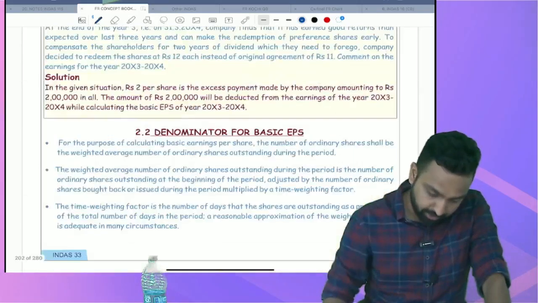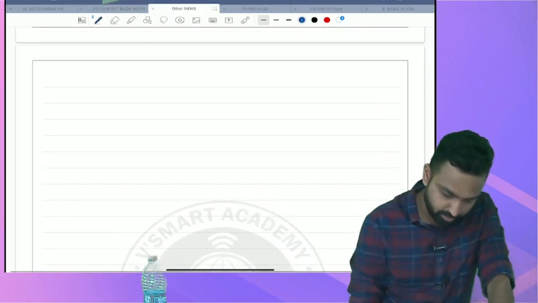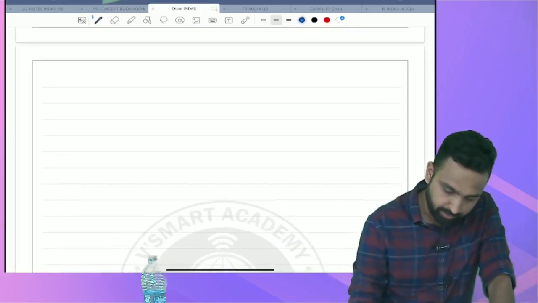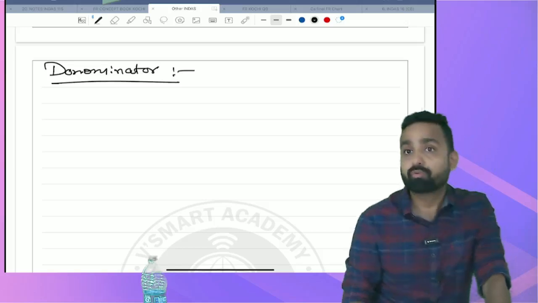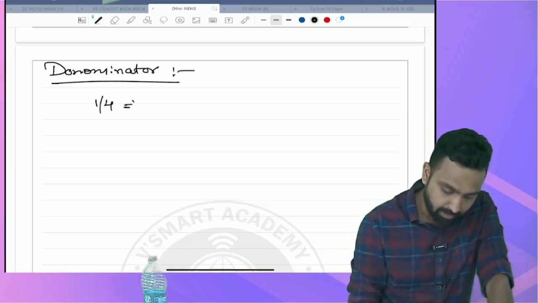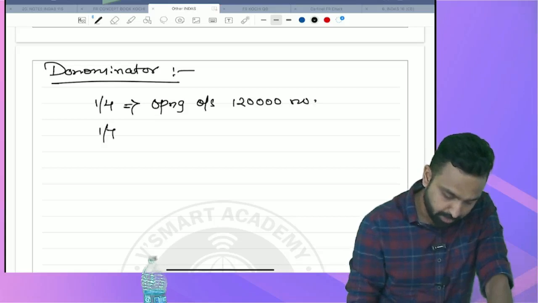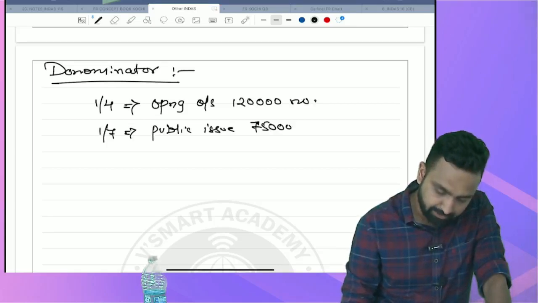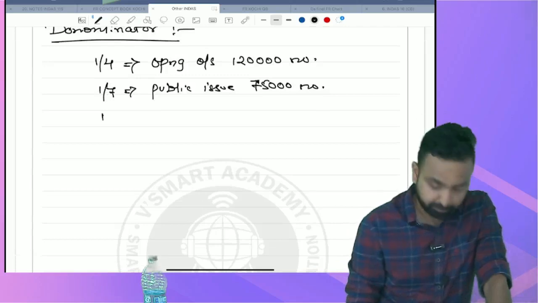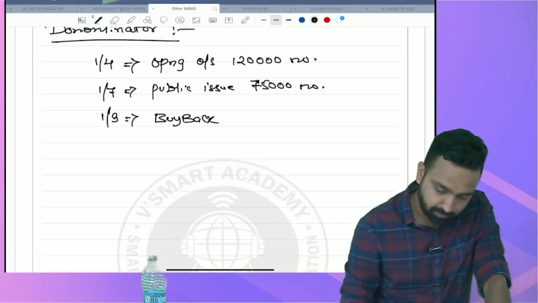Okay, if I would give you one situation. 1st April opening, outstanding 120 number of shares. 1st July public issue 75 number of shares. 1st September buyback of 28,000 numbers.